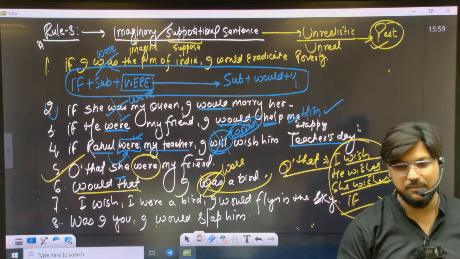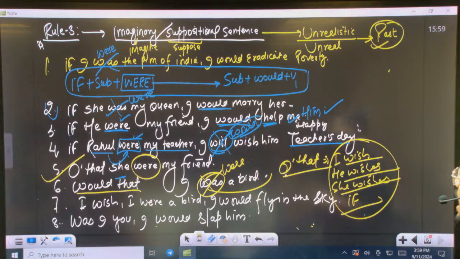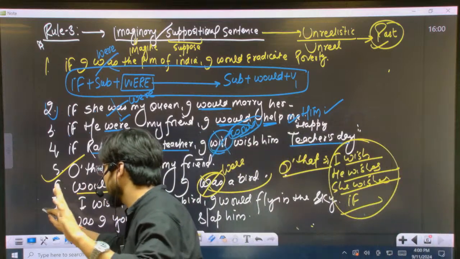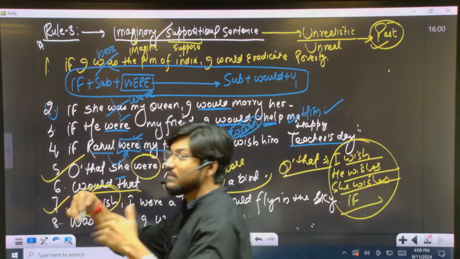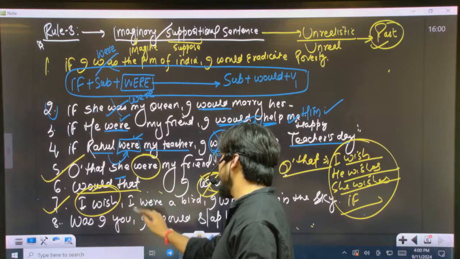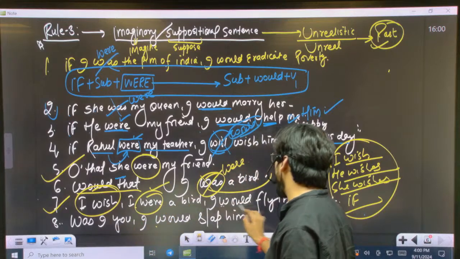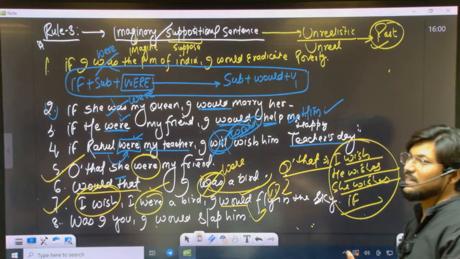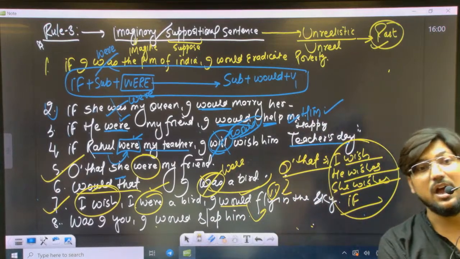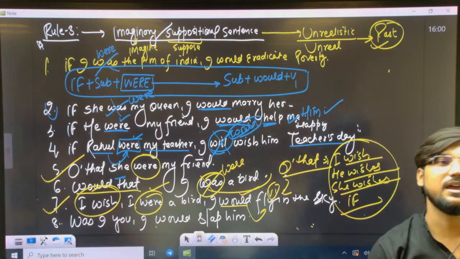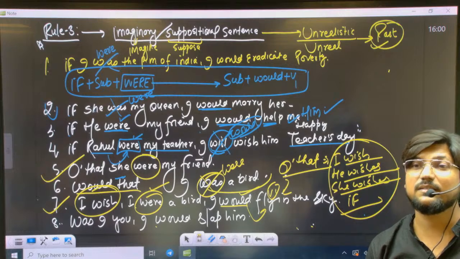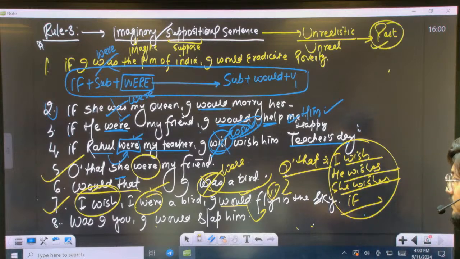Question number next. Tell me fast. I wish I were a bird. I would fly in the sky. Is the sentence correct or not? Yes. I wish means if. I were is correct. A bird, I would is also correct. And V1 has been used. Sentence has no error. I wish I were a bird, I would fly in the sky. Even though this is not real, and this is an unrealistic thing.